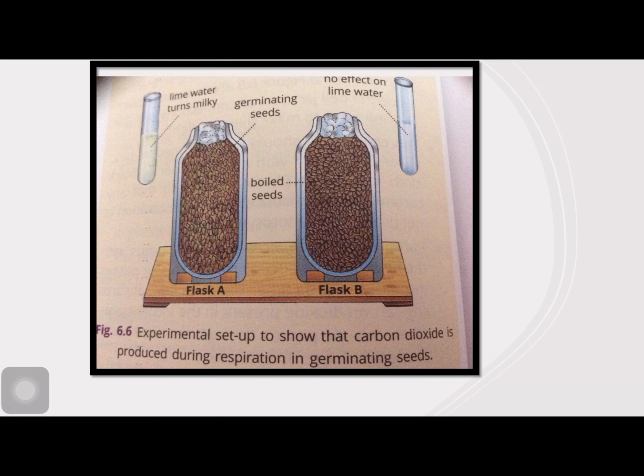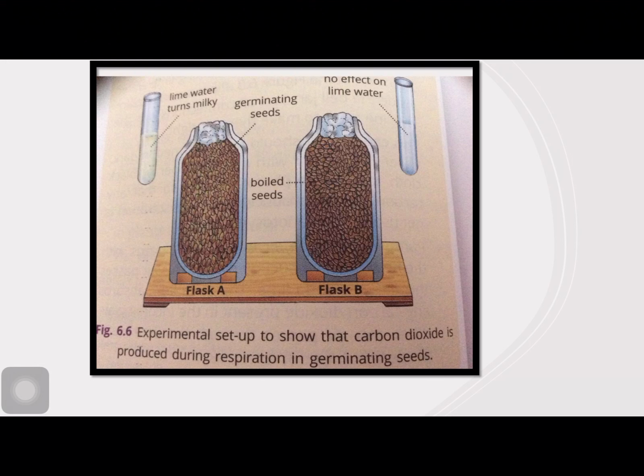And now we have corked each flask and placed them in a well ventilated room with adequate light and temperature for a few days. Both the flasks have been kept tightly corked in adequate light and temperature for a few days. After a few days, you will observe that the seeds in flask A have germinated, but there is no sign of germination in flask B.